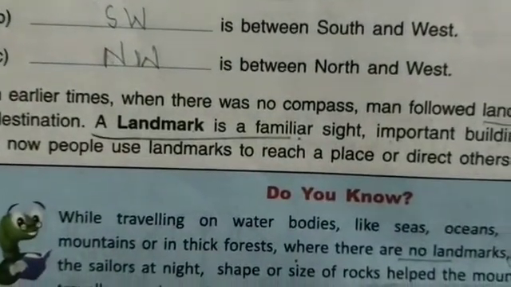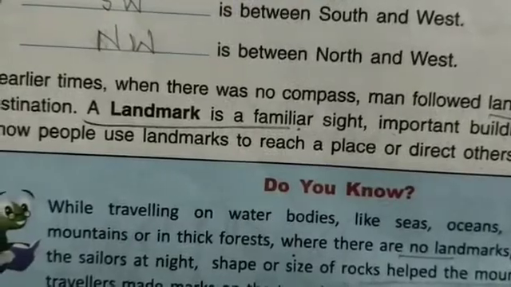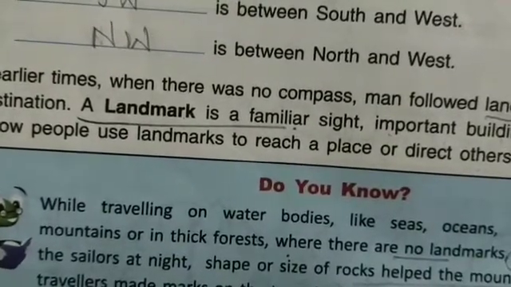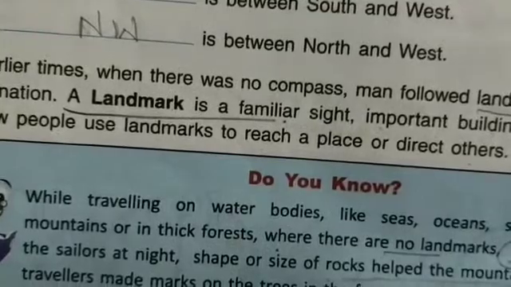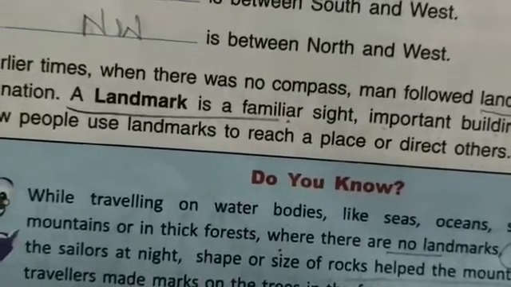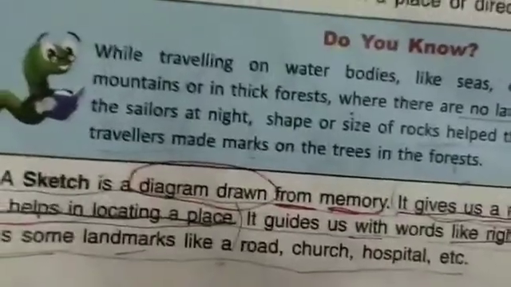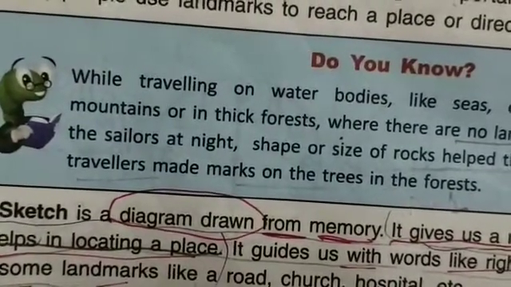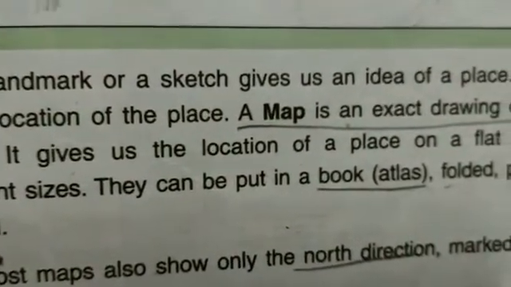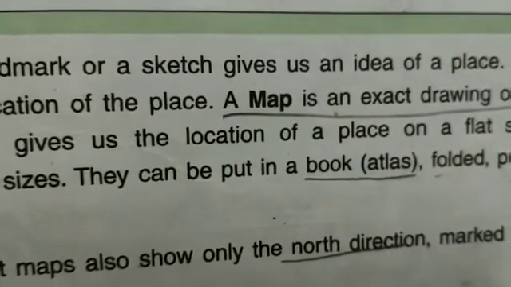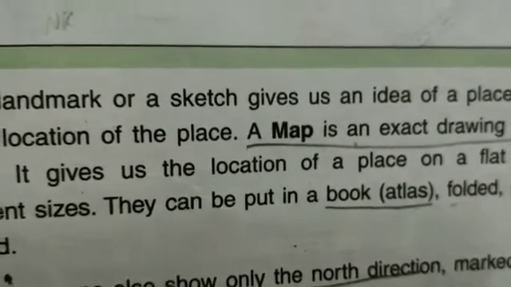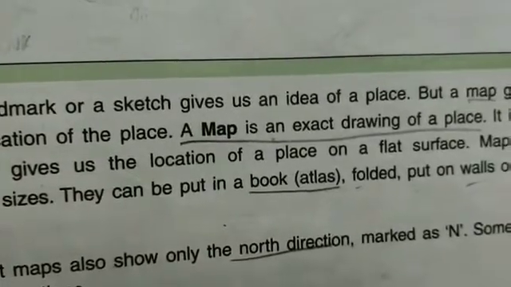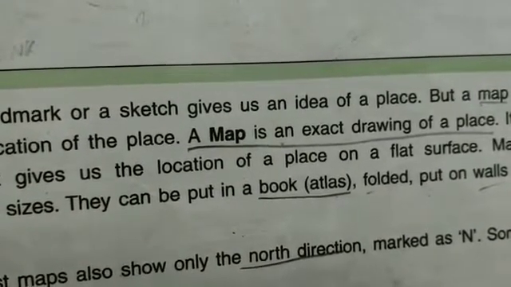In the earlier time, when there was no compass, man followed landmarks to reach his destination, and landmarks are used even now to reach a place or direct others. A sketch gives us a rough idea of a place and helps in locating a place. A map gives us an exact location of the place. It is drawn to scale and it gives us the location of a place on a flat surface.